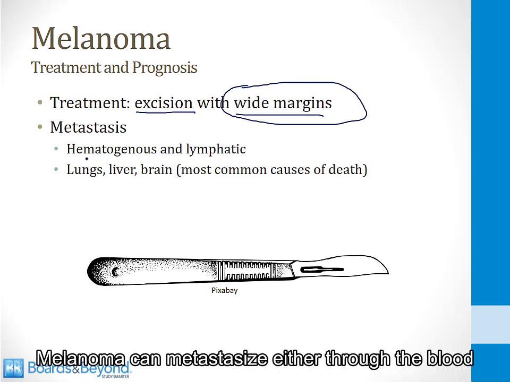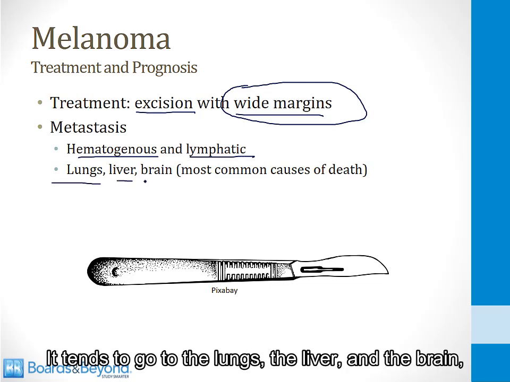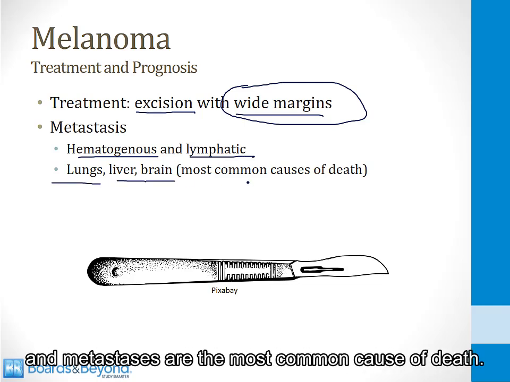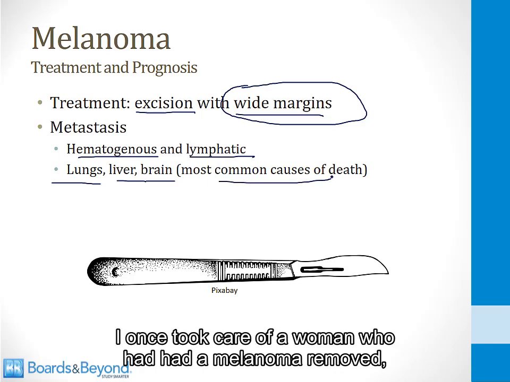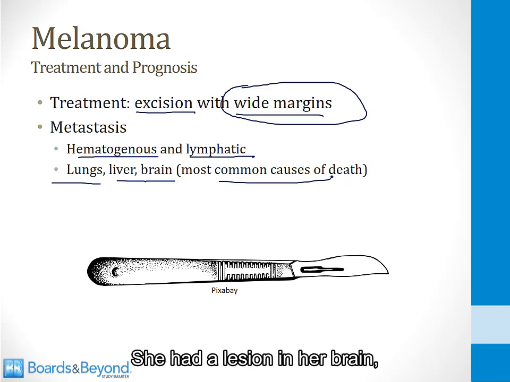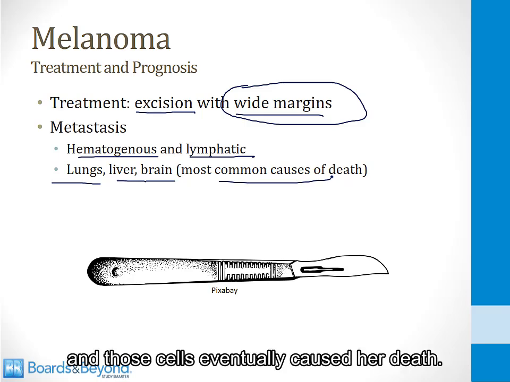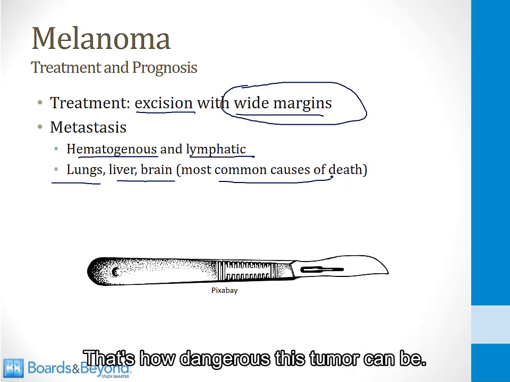Melanoma can metastasize either through the blood or the lymphatic system. It tends to go to the lungs, the liver, and the brain, and metastases are the most common cause of death. I once took care of a woman who had had a melanoma removed, and she presented 20 years later with seizure. She had a lesion in her brain, and that lesion was melanoma. One or a few cells had been left behind on her skin, and those cells eventually caused her death. That's how dangerous this tumor can be.